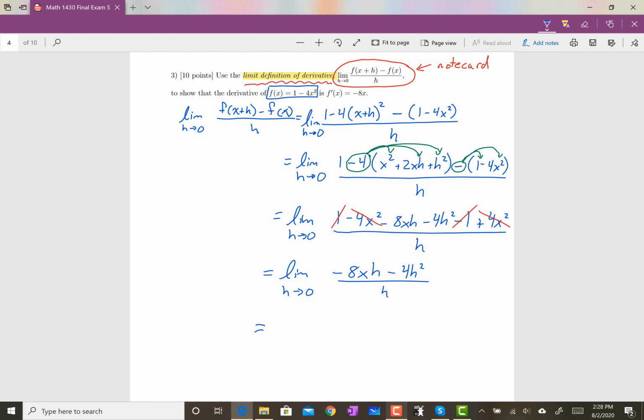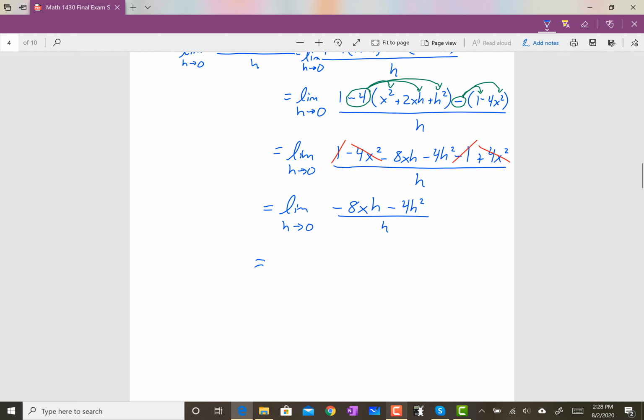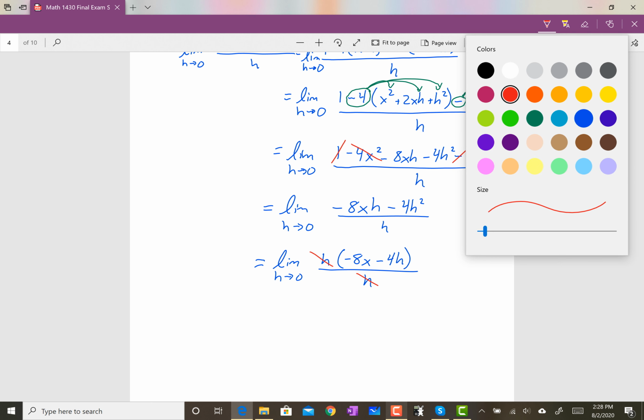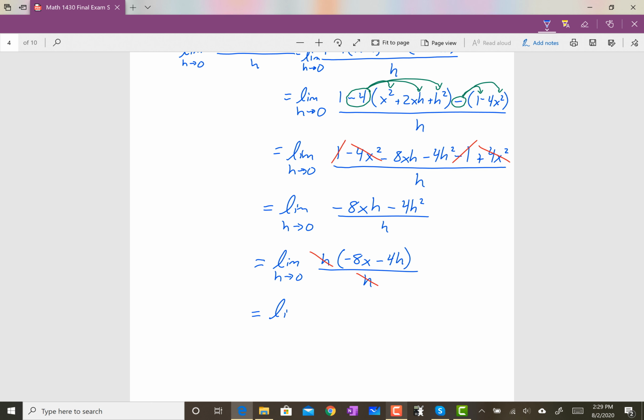Now, you'll see that if I plug in 0 for h right now, I'm still going to get 0 over 0, which is indeterminate. However, since every single term has an h in it, I can factor an h out of the numerator and cancel it with the denominator. If I factor the h out of the numerator, I'm going to be left with negative 8x minus 4h all over h. And now my h's cancel, and that's going to leave me with the limit as h goes to 0 of negative 8x minus 4h.